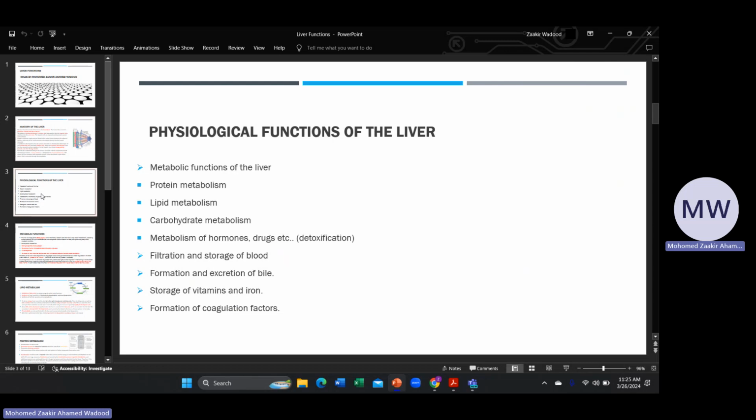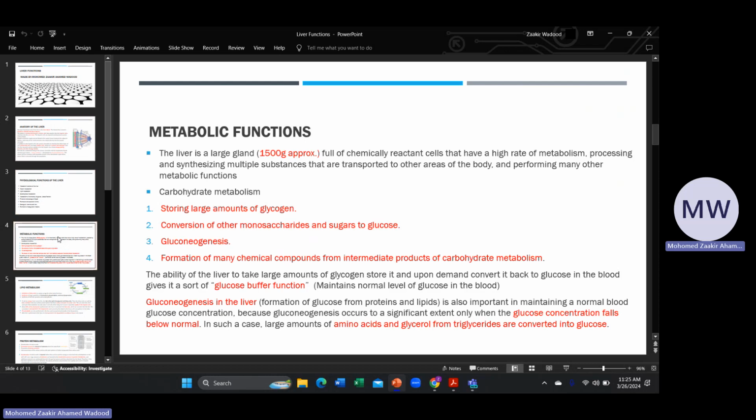You also have the metabolism of certain drugs and hormones in a process that's typically known as detoxification. Of the other important functions of the liver, you also have filtration as well as storage of blood. As you know, the liver acts as a very large reservoir of blood. Also, it's very important in the formation and excretion of bile, also for the storage of vitamins and iron, and definitely for the formation of coagulation factors. So first up, let's talk about the metabolic functions.